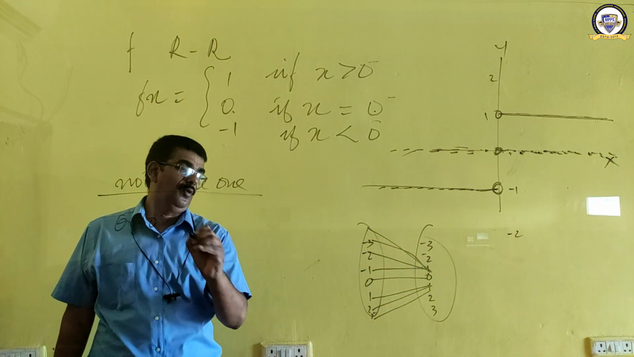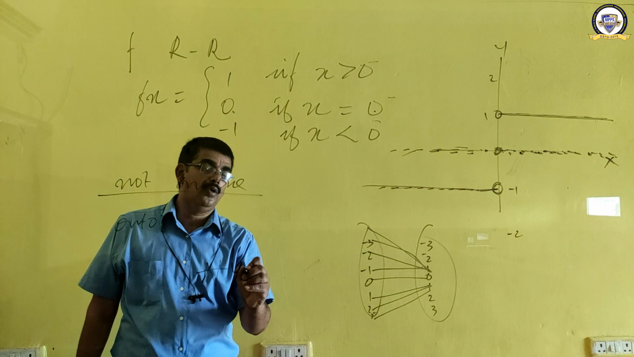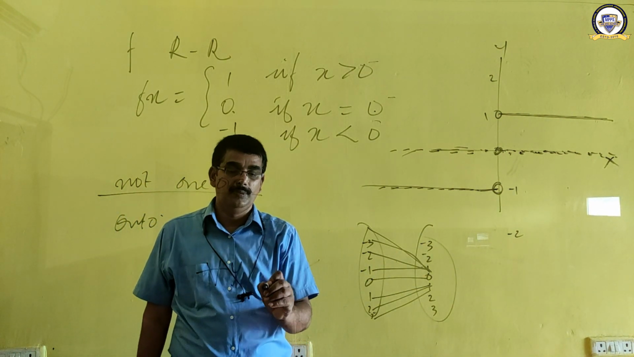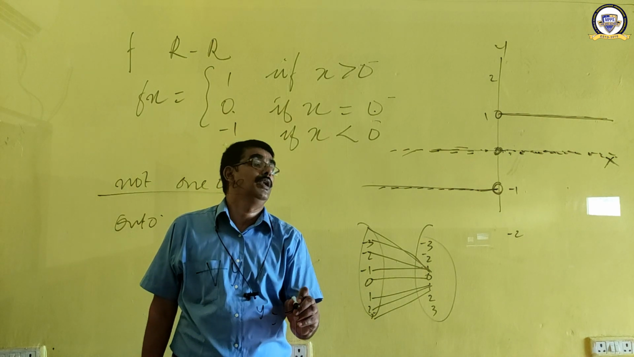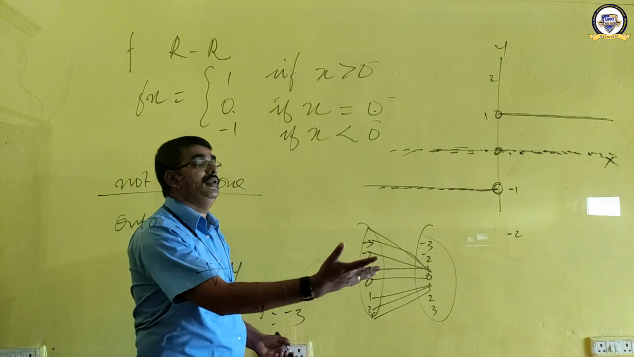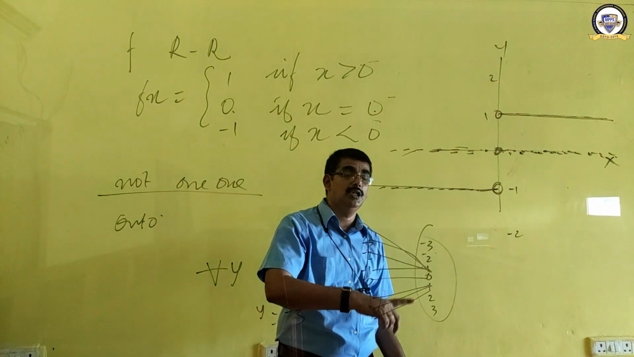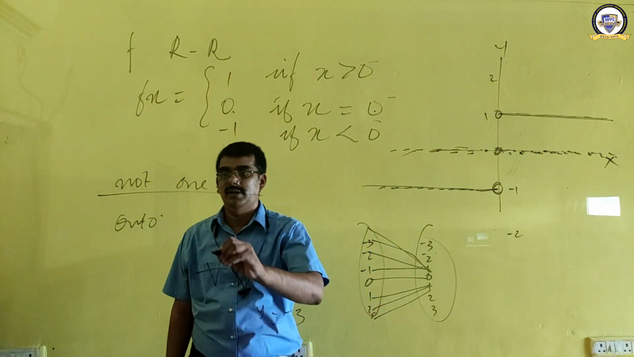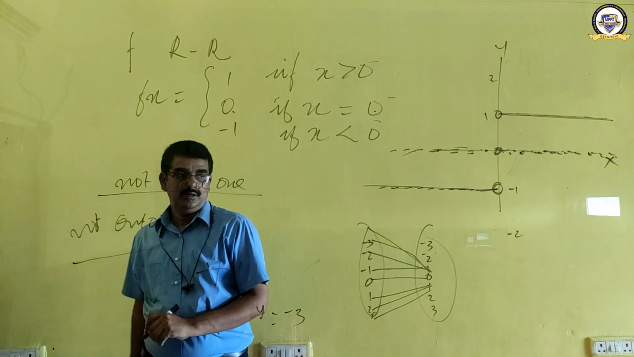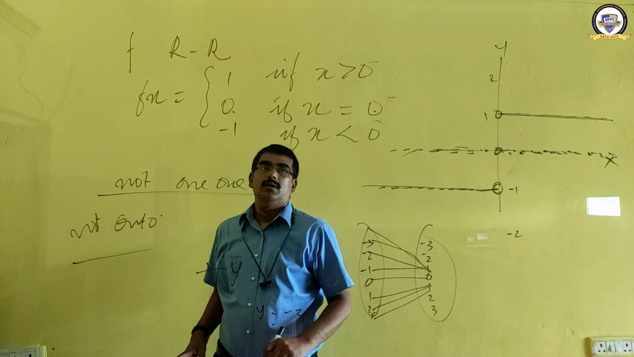And this is not onto also, because for all y there isn't any pre-image. For y equal to negative 3, there isn't any pre-image, and likewise for negative 2, 2, 3 and all. That is why it is not onto also. So by this you can complete the question of the signum function.